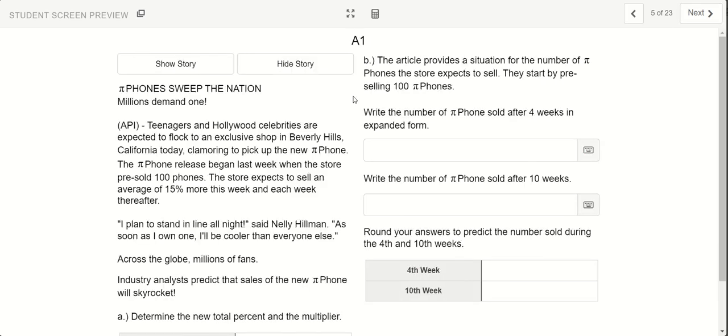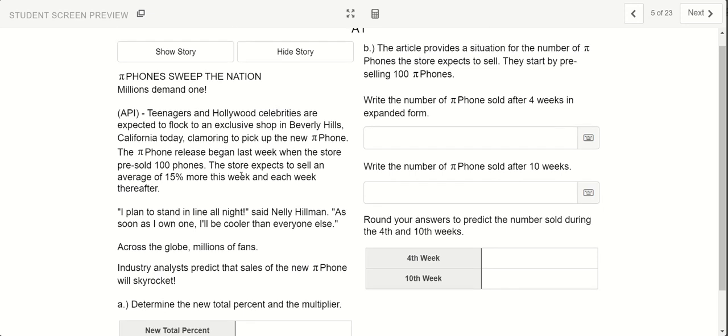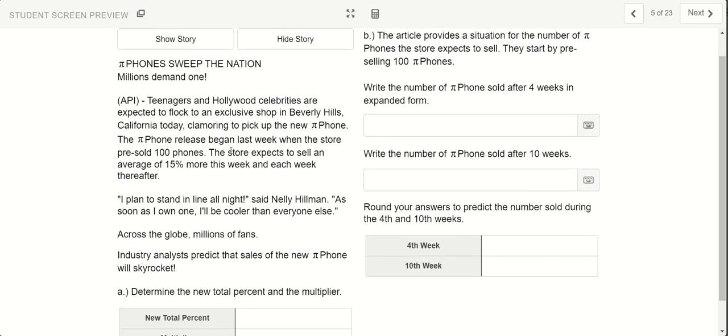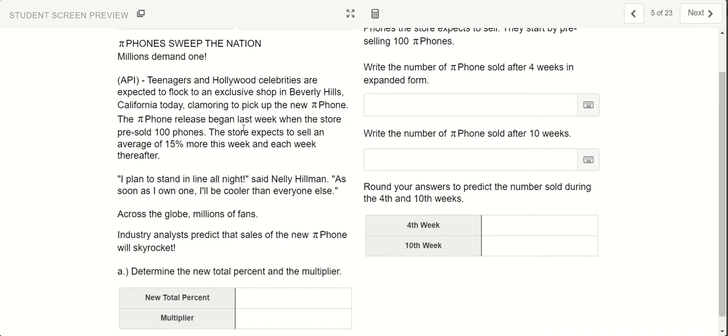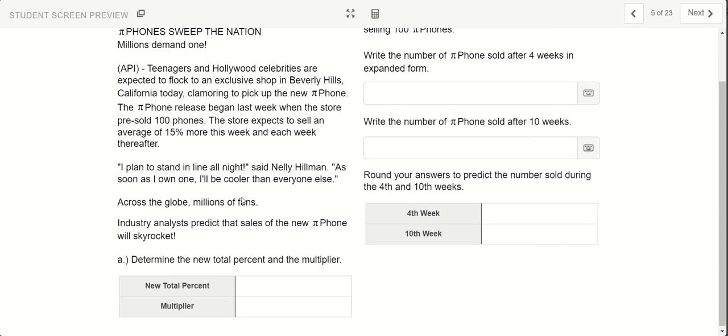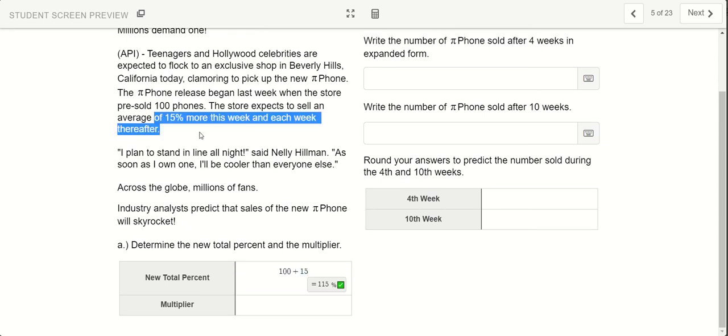sequence. So here we have a story. You can pause it and read the story itself. Basically saying there's a new Pi phone that's being sold. The pre-sale is going to be 100 phones, and we're expected to sell 15% more phones each week. So if we think of this as a total new percent, we're going to sell 100% of all the phones because those are pre-sales, and then I'm going to add an extra 15% each week. So 100% from before, plus an extra 15% we're selling each week.